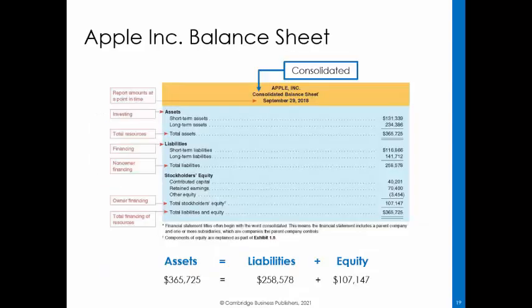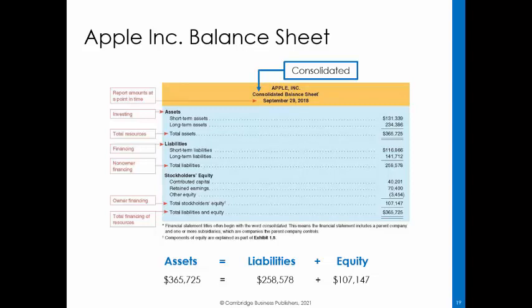This slide shows the balance sheet for Apple as of September 29, 2018. The title shows that this is a consolidated balance sheet, meaning that it is for Apple and the subsidiaries for which it holds a controlling interest. The assets are classified into short-term and long-term.